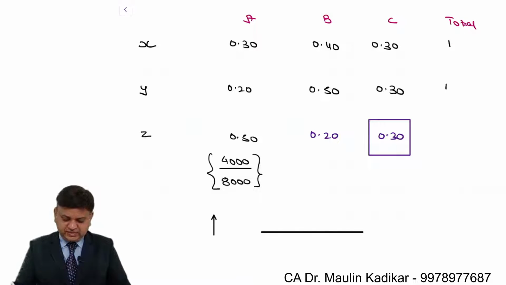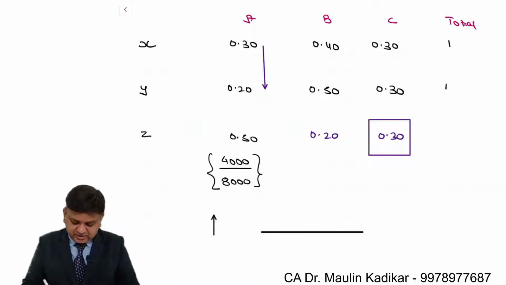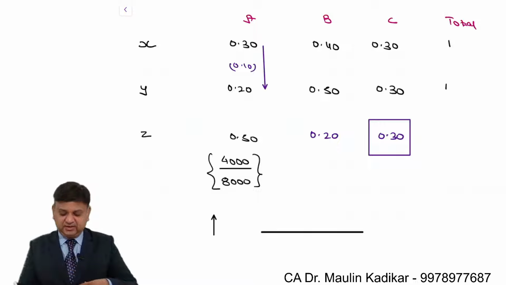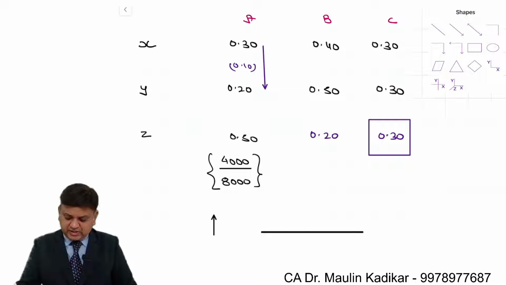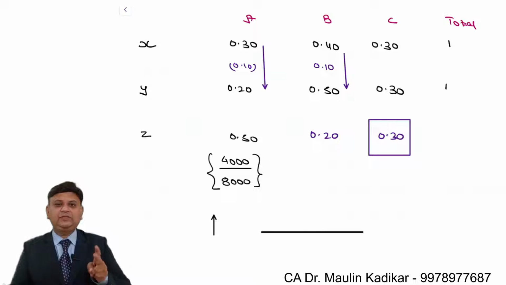Over here, you can see that the weight of A reduces by 0.10. From 0.30 it reduces to 0.20, so that is a reduction by 0.10. As against that, weight of B increases by 0.10. So both of them have a negative relationship. If the weight of A reduces, then weight of B increases in the same proportion.